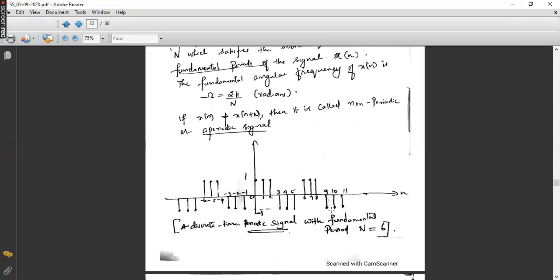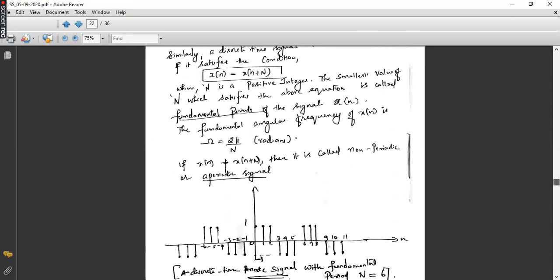So this is a periodic signal. But if this condition is not satisfying, then it is called a non-periodic signal or aperiodic. Non-periodic is otherwise known as aperiodic signal.